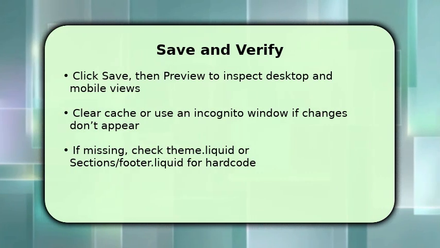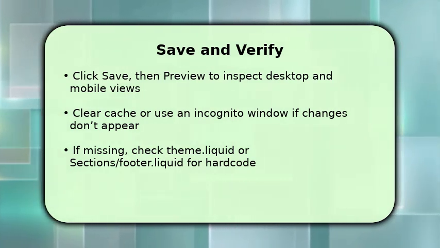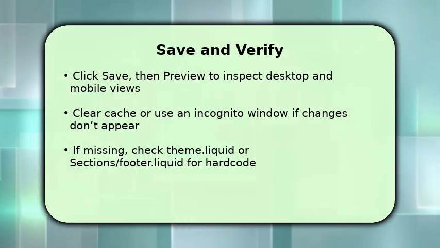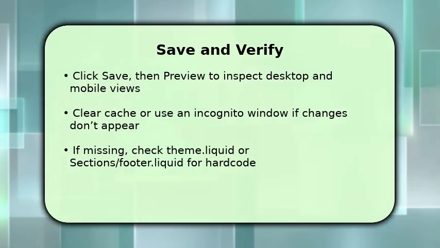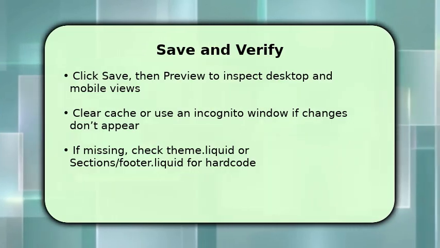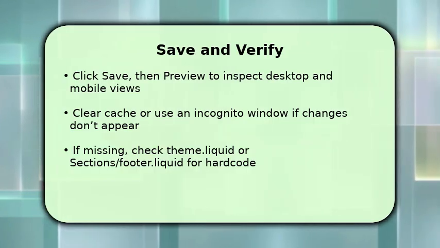If you don't see it, clear the browser cache or open an incognito window to avoid cached assets showing the old copy. If it still fails, open the theme code and inspect theme.liquid or sections/footer.liquid for hard-coded text. Edit cautiously or duplicate the theme first. If problems persist, revert to the duplicate and contact theme support.